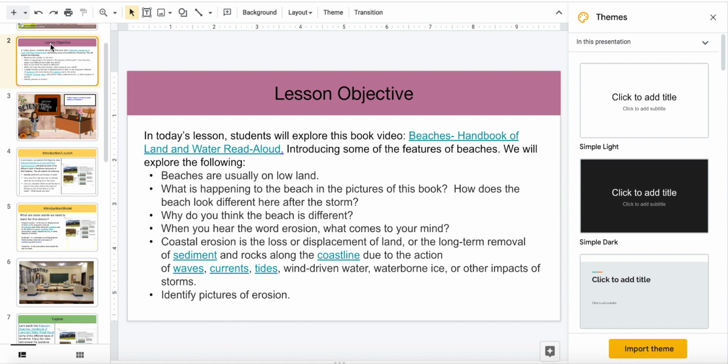or the long-term removal of sediment and rock along the coastline due to the action of waves, currents, tides, wind-driven water, waterborne ice, or other impacts of storms. So basically, we're losing some of the sand in our beaches because the storm's taking it away, pulling it out with the water. And then you are going to be able to identify pictures of erosion in our lesson.